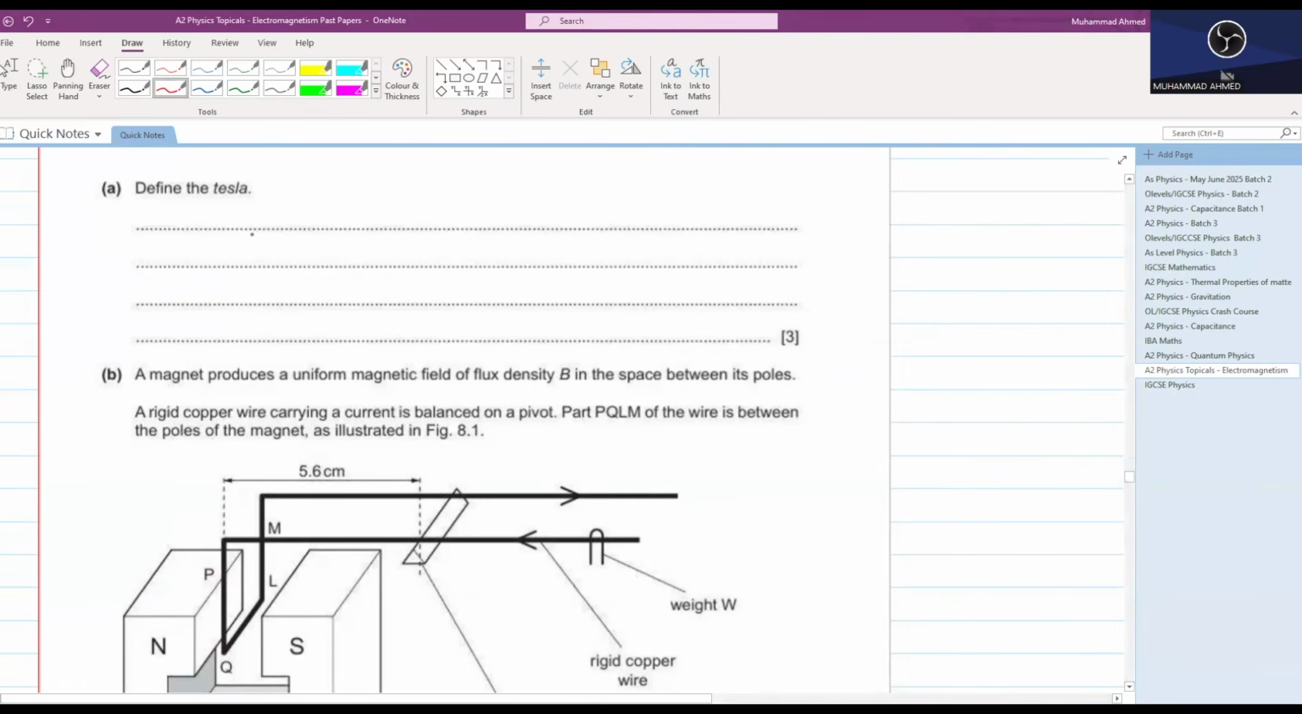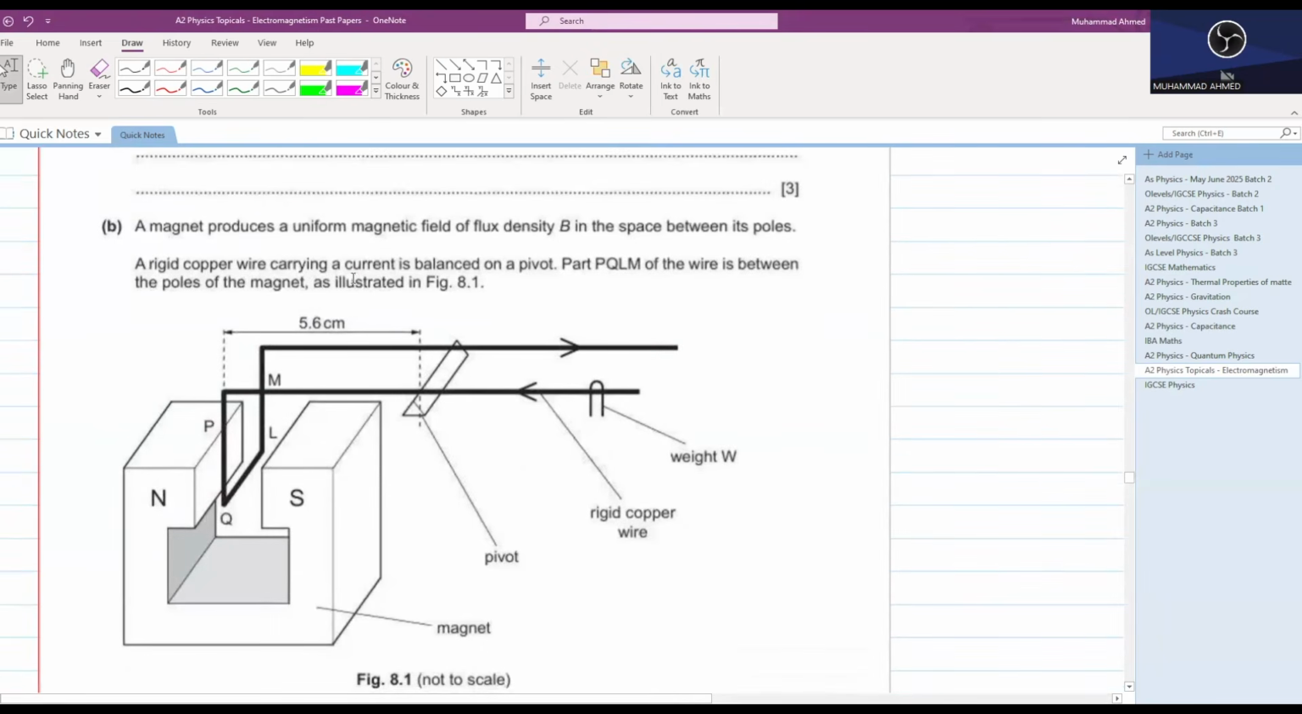Define the term Tesla. Again, we have done that, and I guess you can copy it from the previous questions in the video. A magnet produces a uniform magnetic field of flux density B in the space between its poles. A rigid wire carrying a current is balanced on the pivot. Part PQLM of the wire is between the poles of the magnet as illustrated in figure 8.1.